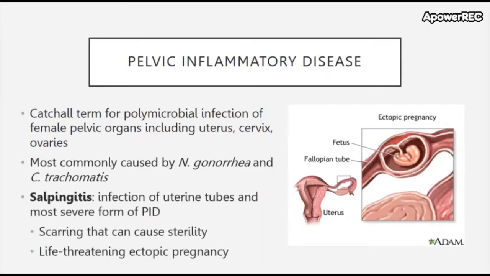Salpingitis is the infection of the uterine tubes and the most severe form of PID. It can lead to scarring, and this scarring can lead to blockages and infertility or ectopic pregnancies. So it's a life-threatening illness. And again, it's often treated with doxycycline.